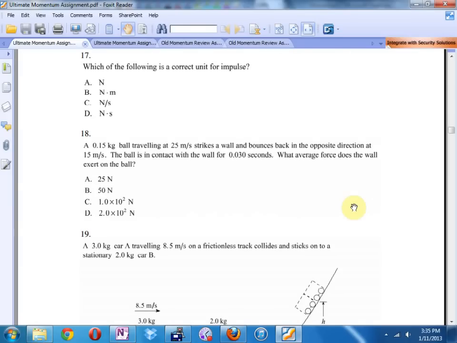I think I asked the correct unit for impulse like 5 times in this review. I must have been cutting and pasting. Anyways, make sure you know your units, right? Apparently I felt that was fairly important.